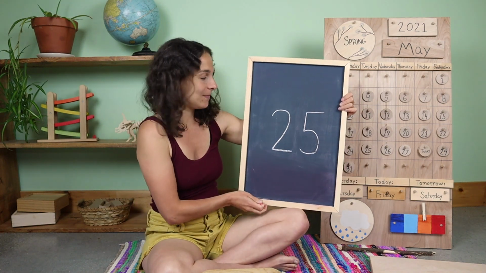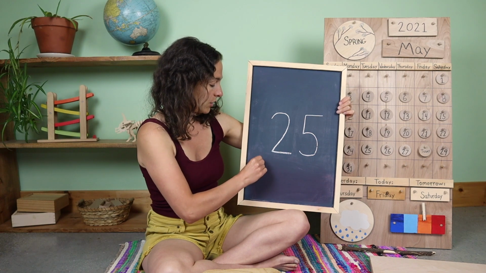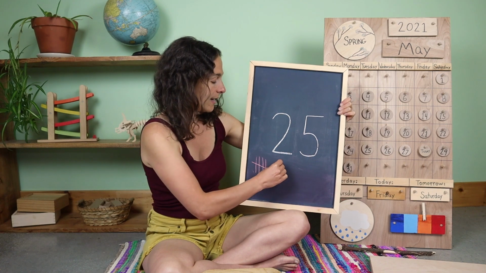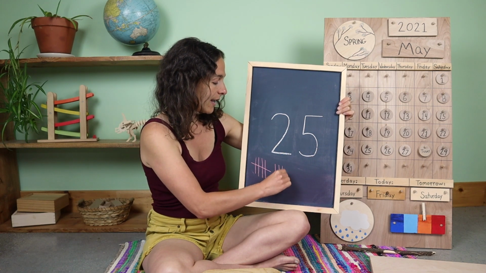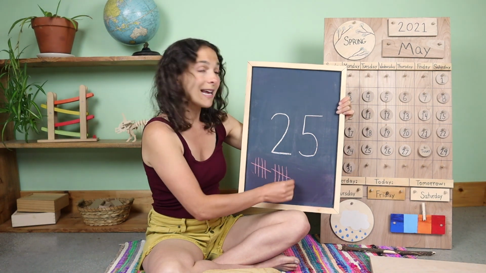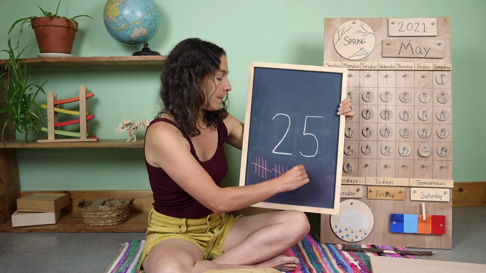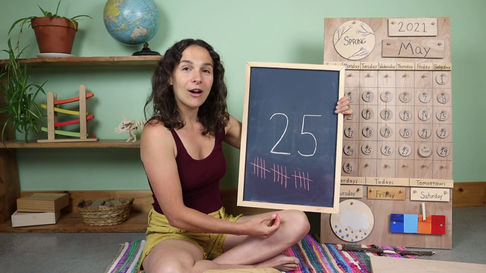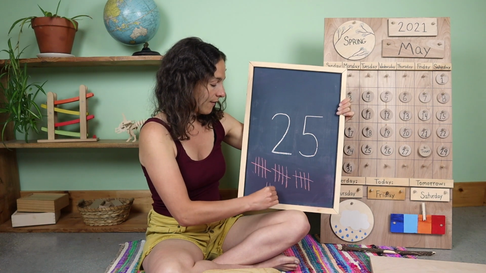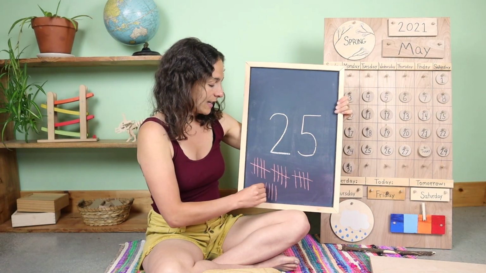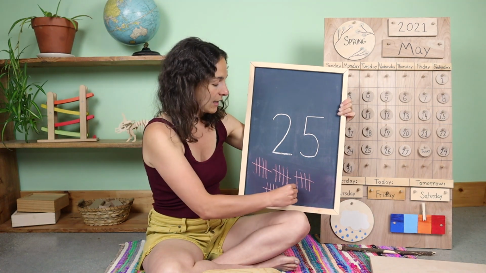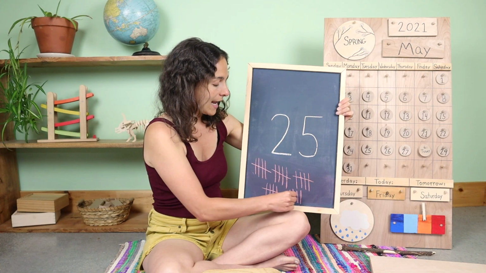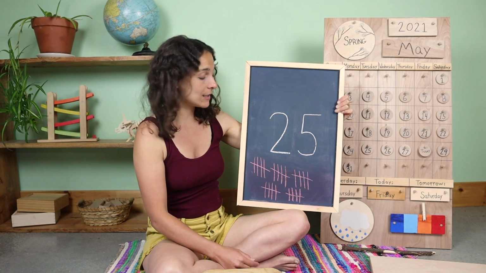Are you ready? 1, 2, 3, 4, 5 goes across, 6, 7, 8, 9, 10 goes across, 11, 12, 13, 14, 15 goes across, 16, 17, 18, 19, 20 goes across, 21, 22, 23, 24, and 25 goes across.